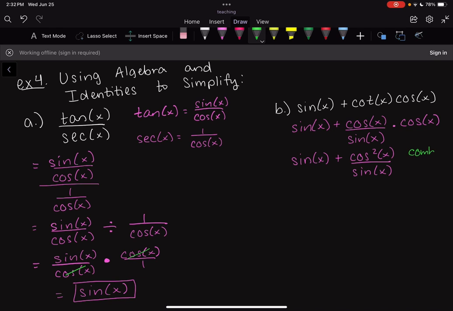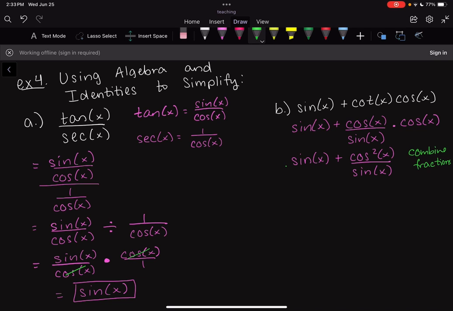Now I need to combine these fractions. Usually when we combine fractions, like let's say we have 1 over 3 plus 1 over 2, we'd say, okay, I can multiply 3 by 2 over 2, and I can multiply 2 by 3 over 3. This will make both my denominators 6, and I'll be able to put these together. That's just a little example, but that's basically what we need to do here.